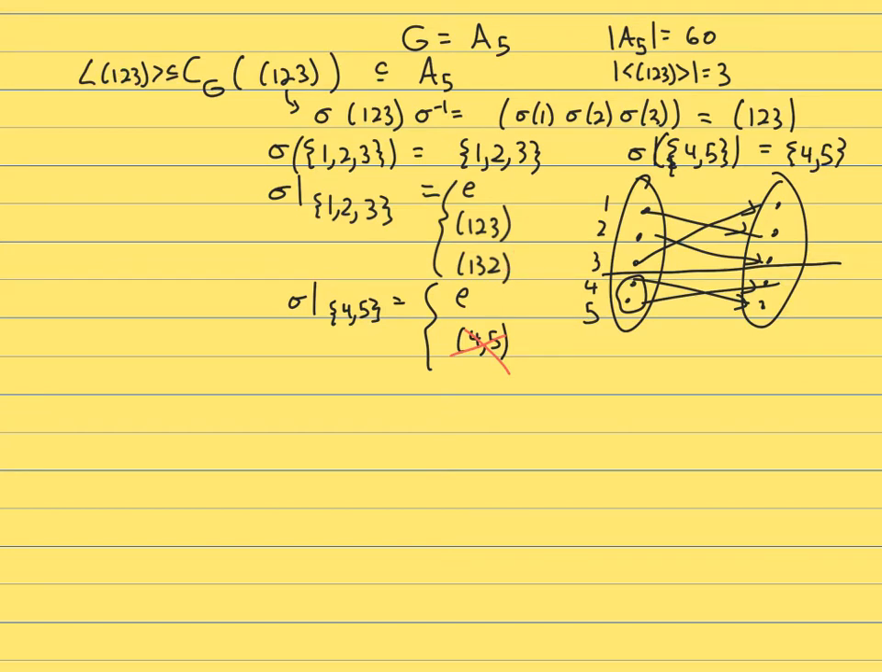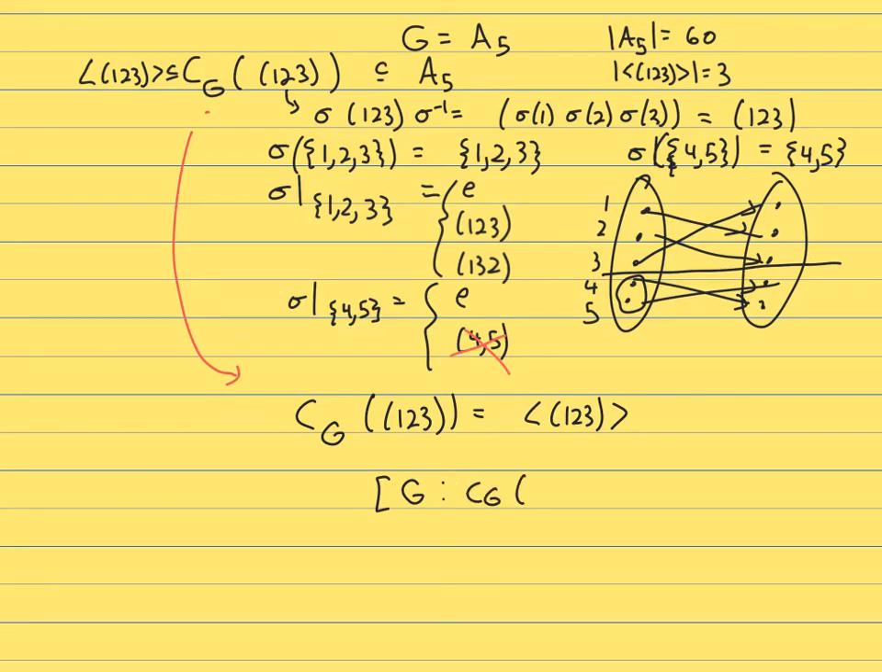So all that to conclude that the centralizer of the 3 cycle is the cyclic subgroup generated by the cycle. So then the index of this centralizer is 60 over 3, which is 20.